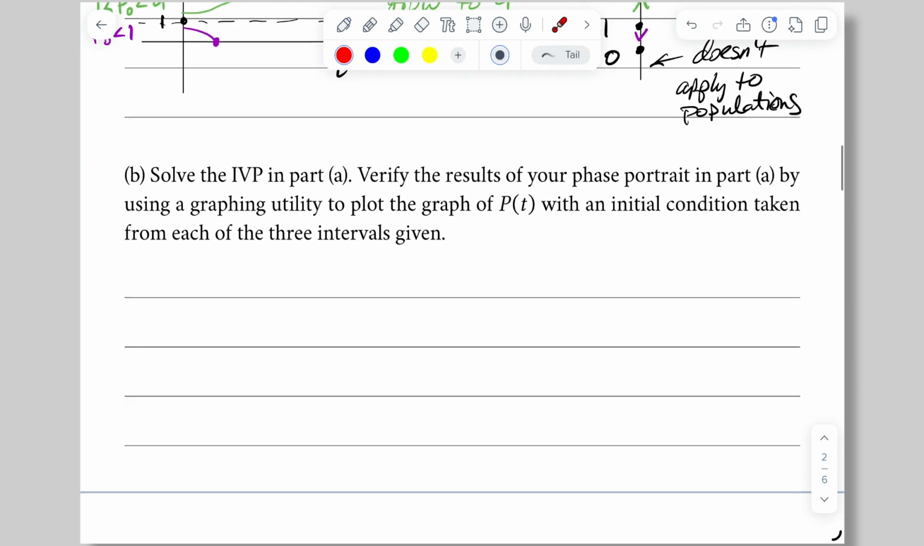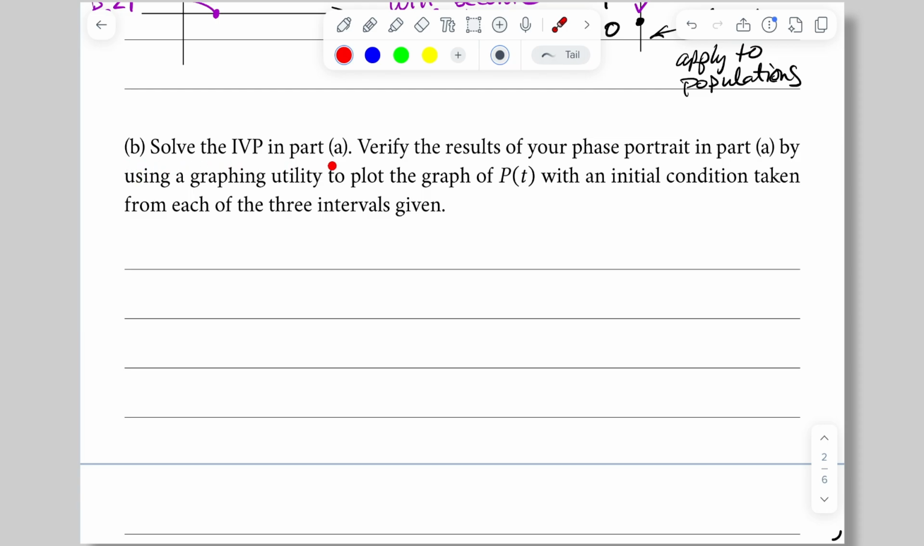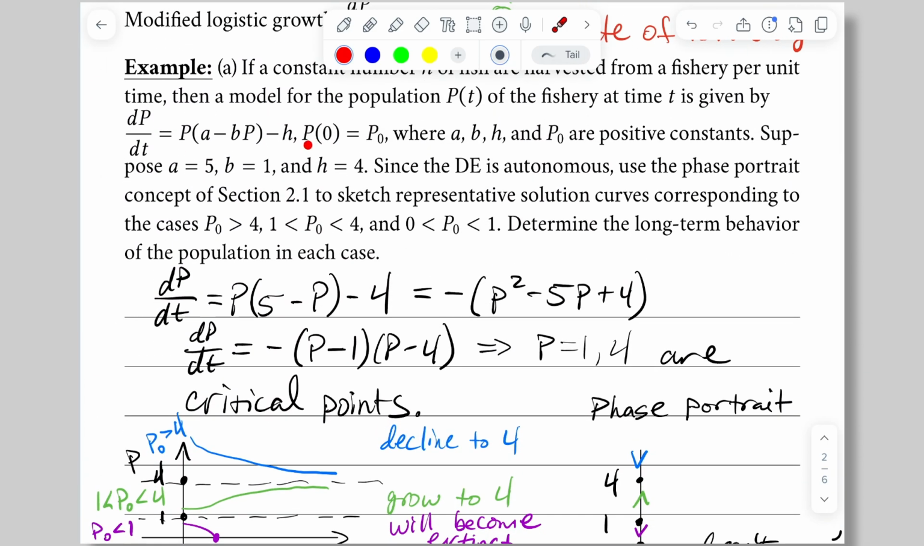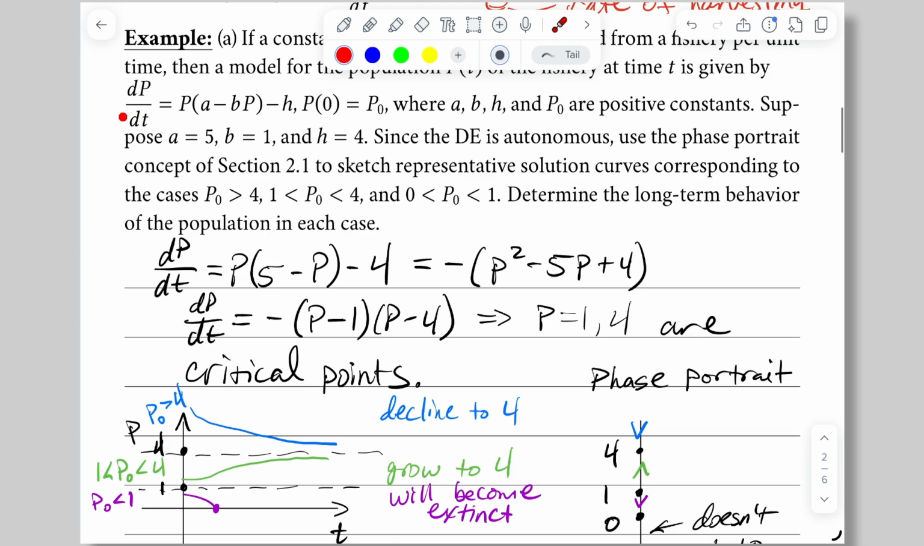Next part, solve the initial value problem in part A. Initial value problem, we have P of 0 is equal to P naught. We're just going to use P naught. So the initial value problem is the differential equation together with the initial condition.